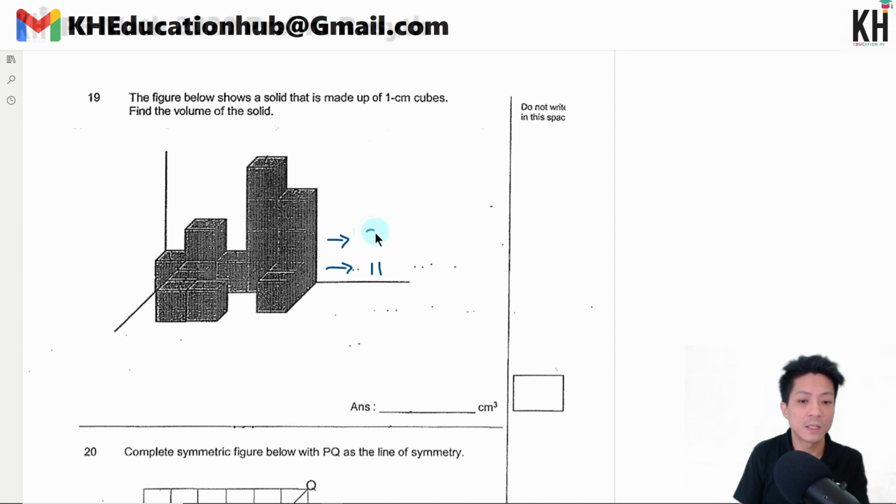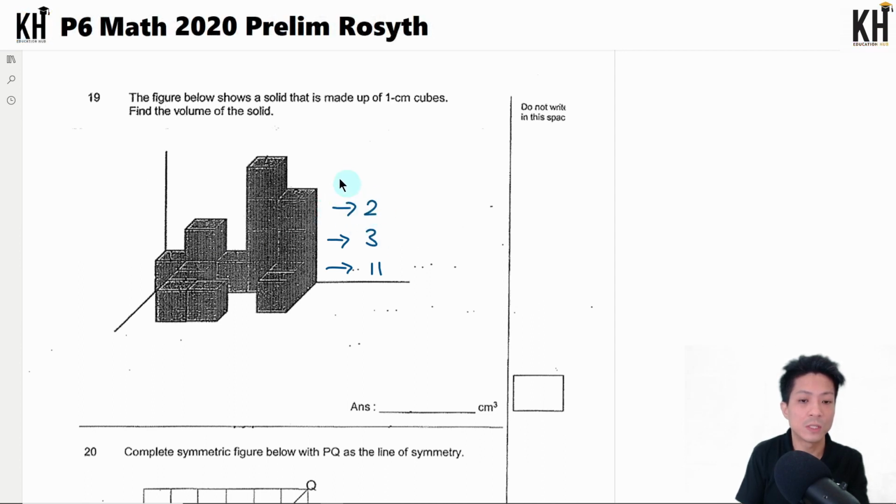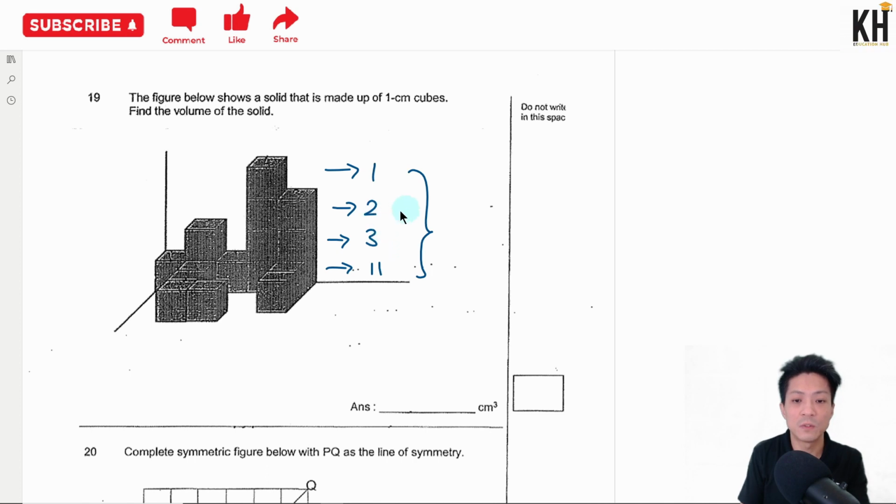Okay, the next layer, that's 3, and this one, that's 2, and this one, that's 1. Okay, so you just add it all together, you're gonna get 11 plus 3 is 14, 15, 16, 17. Okay, the volume of this figure will be 17 cubic cm.